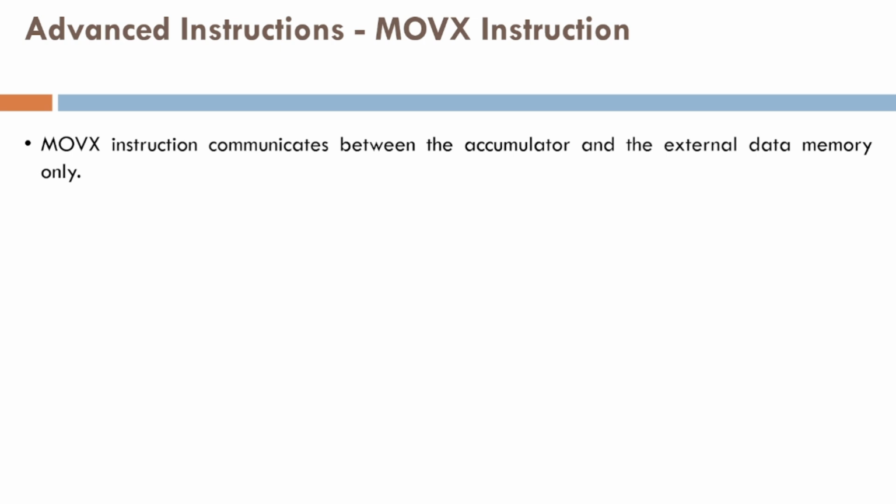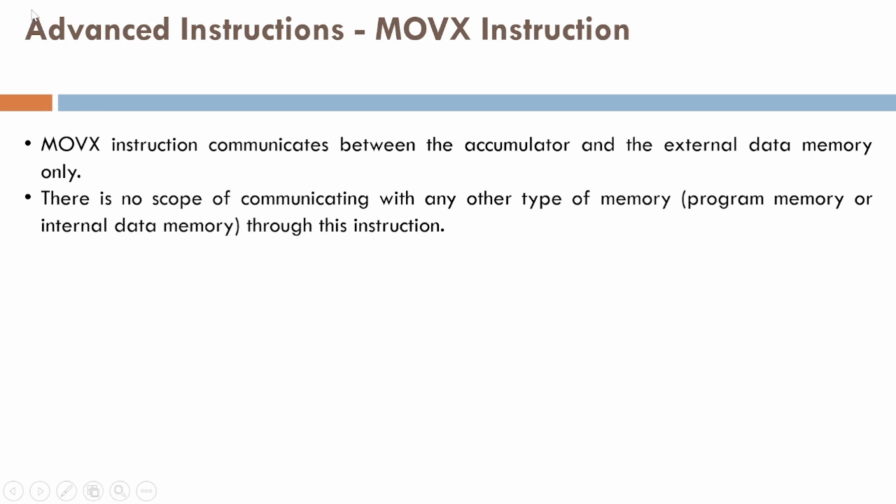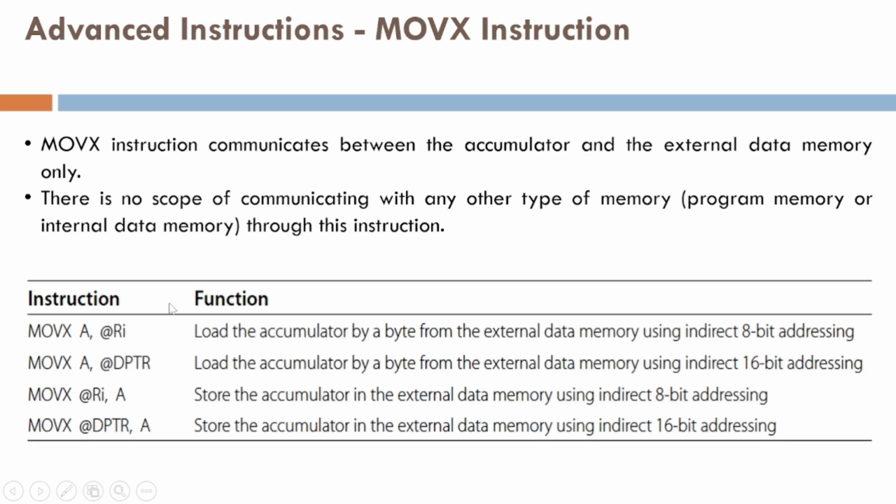Fine. So again, there is no scope of communicating with any other type of memory, that is the program or the internal data memory, through these instructions. It is only for the external memory. The instructions are MOVX A, @Ri. Now @Ri here means it can be either R0 or R1.